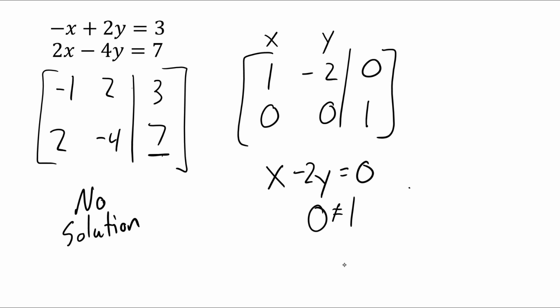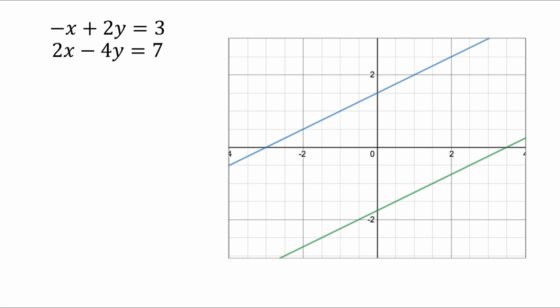There is no value of x and y that can make both of those systems true. There's no one solution that works for both of those systems. So what does this look like graphically? Well, it looks like this, two parallel lines.